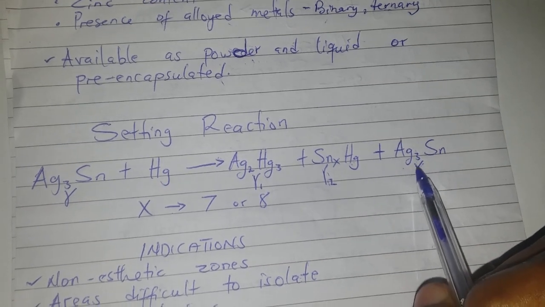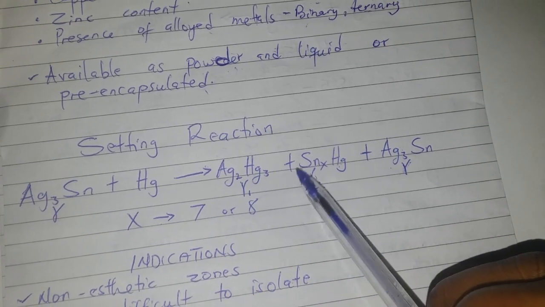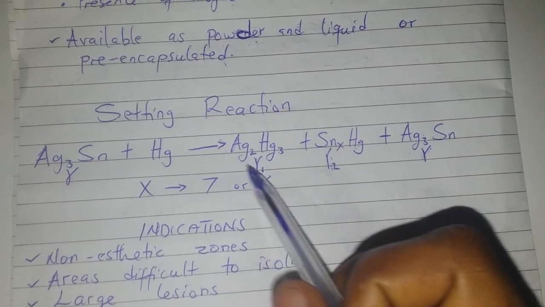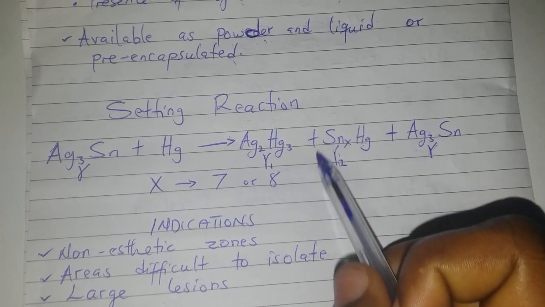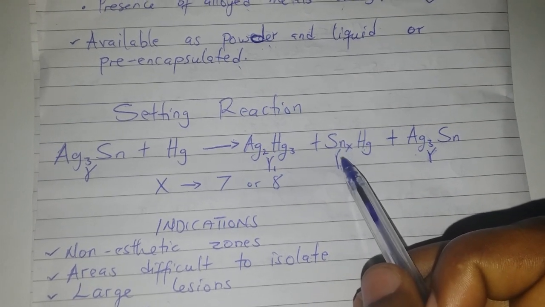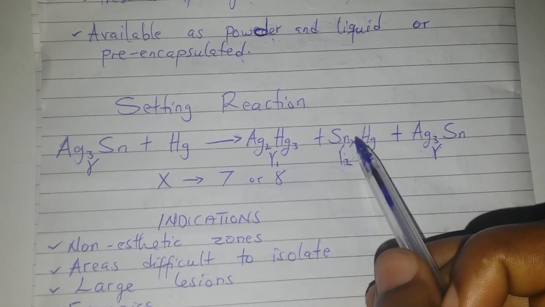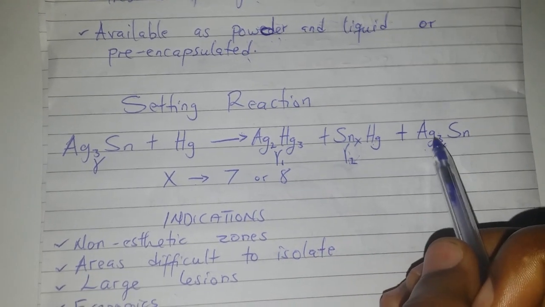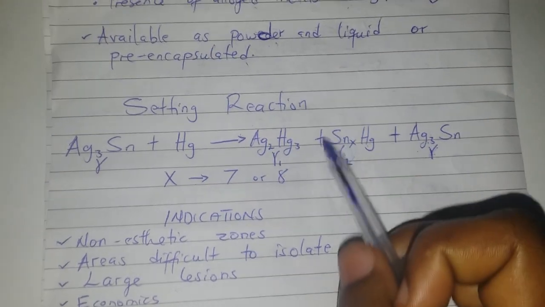It's important we note that some of the silver tin is left unreacted after the whole reaction is complete. And we should also note that gamma 1 is responsible for the good properties of amalgam, but gamma 2 is responsible for the inferior properties of amalgam. Which is where the high copper dental amalgam comes into play, because the high copper dental amalgam does away with gamma 2, leaving basically gamma 1 and the unreacted gamma. So it has superior properties because it does away with this.